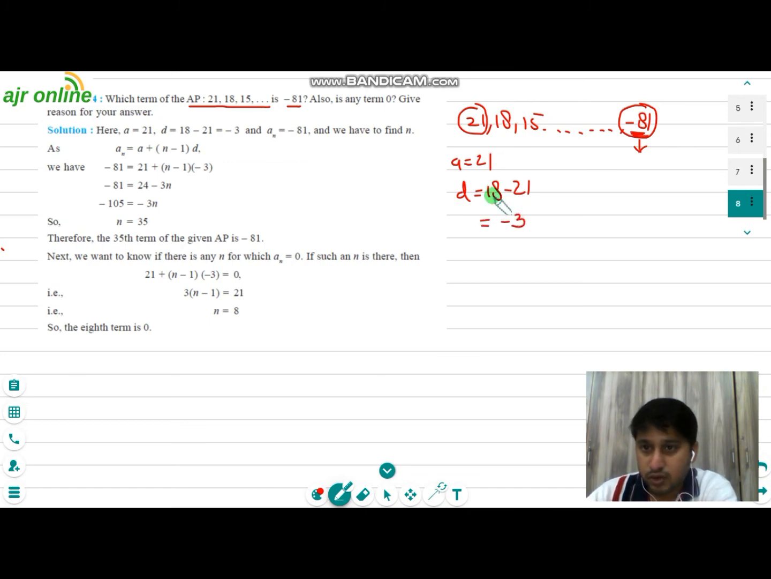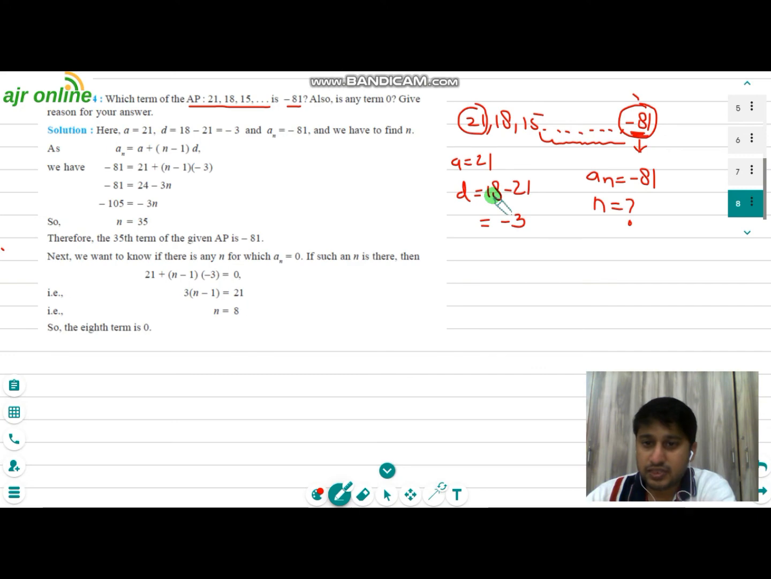And this will be what? Minus 81. It will be an. Always remember, it will be an. Do not confuse between an and n. an is the value of the term. It is asking which term of the AP will be minus 81. It means that minus 81 is there in the AP, but at what place it is coming. So you have to find n. At what place it is coming we do not know, but it is there. It is the value of the term.